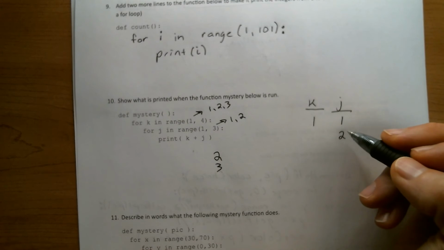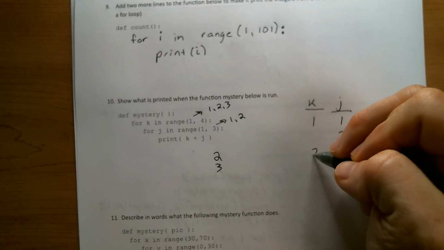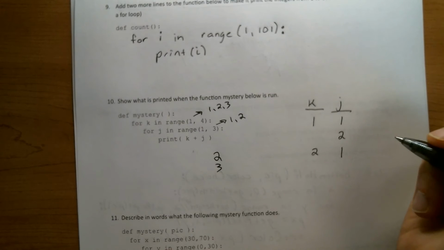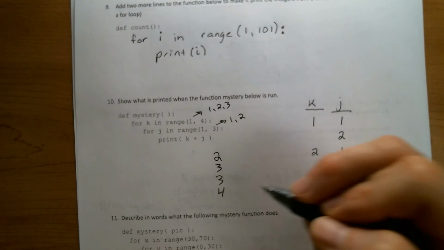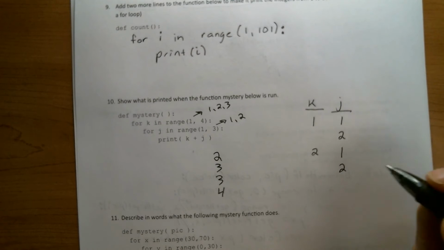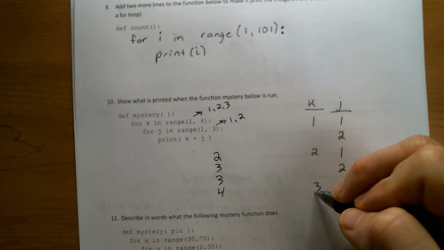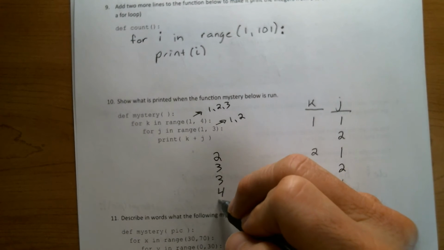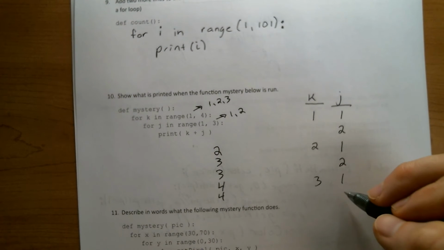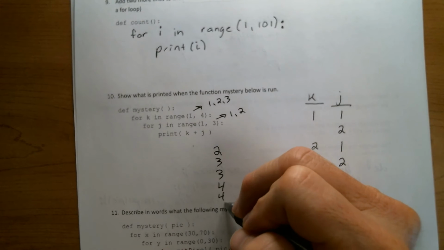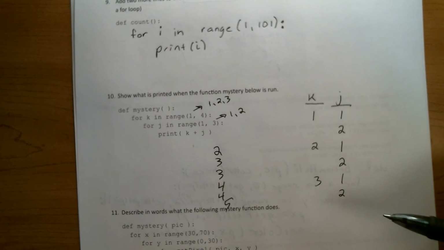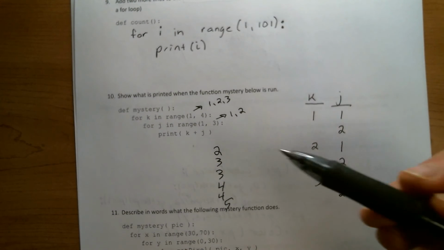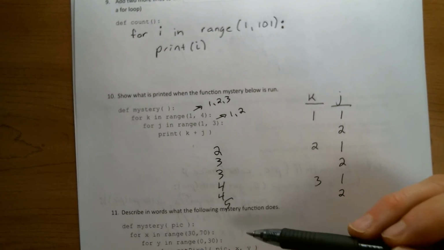At this point, the inner loop has finished, so the outer loop then goes to a 2. The inner loop gets reset to 1, and we're going to print out another 3. Then the inner loop goes to 2, and we're going to print out a 4. The inner loop is finished, so now we go to the outer loop, and the inner loop gets reset. We're going to print out another 4. Then the inner loop goes to 2. We're going to print out a 5. And now the inner loop is finished and the outer loop is finished. So our program has run to completion. So we would get 2, 3, 3, 4, 4, 5.